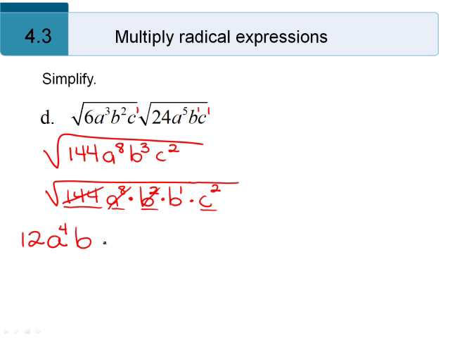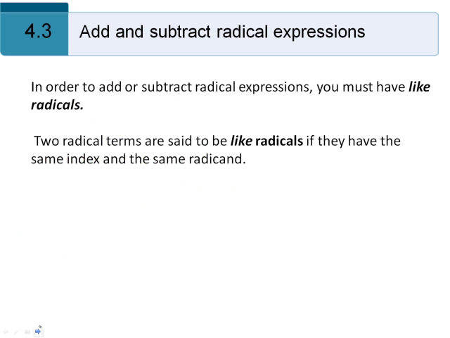C squared, same thing. Divide by 2 comes out as C, and the C squared on the inside is gone. So the only thing left on the inside is just B, the square root of B. So we have 12a to the 4th BC times the square root of B. All right. Okay, so hopefully you got that, because that was multiplying.